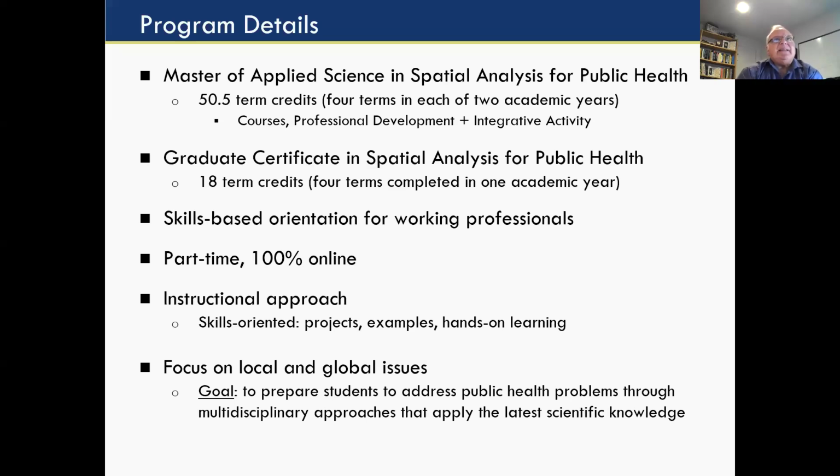Some of our program details. We offer both a master's and a certificate. The Master of Applied Science for Spatial Analysis in Public Health is 50.5 credits. Hopkins runs on terms, not semesters. We have 4 terms throughout the year, 2 between August and December, and another 2 between January and May. They're 8-week terms, and so 50.5 credits for the master's degree. That's over 2 academic years.